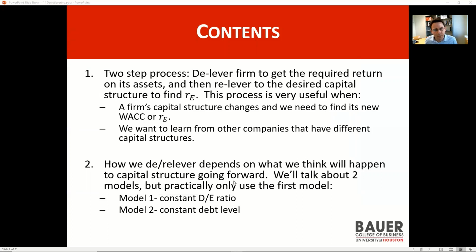We're going to see this in a couple of different models. We're going to see that the delevering and relevering process looks a little bit different if you hold a constant debt to equity ratio than if you have a constant level of debt. Okay, so we'll talk about why that is, but the big picture, what you should have in your mind for now is that the discount rate depends on what's going on to the capital structure in the future. It's not just what happens today, but what's going on in the future as well.